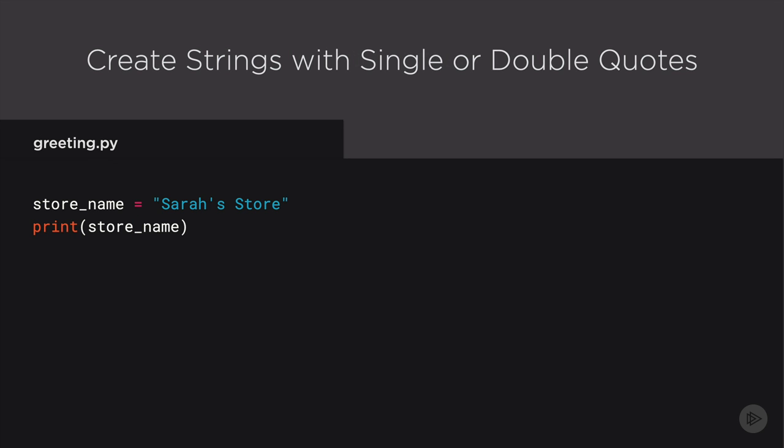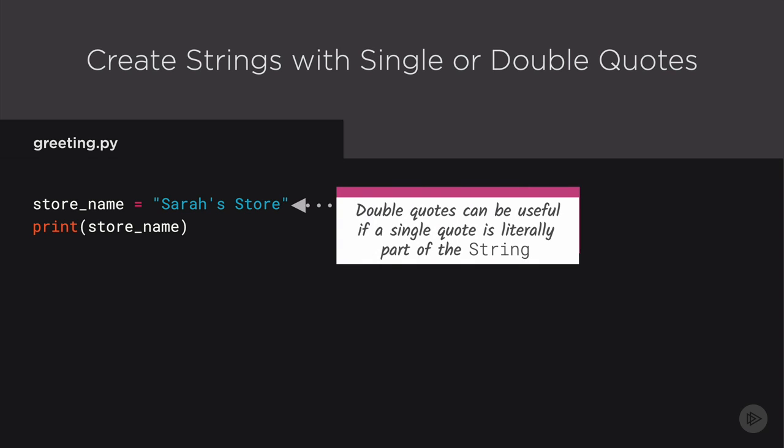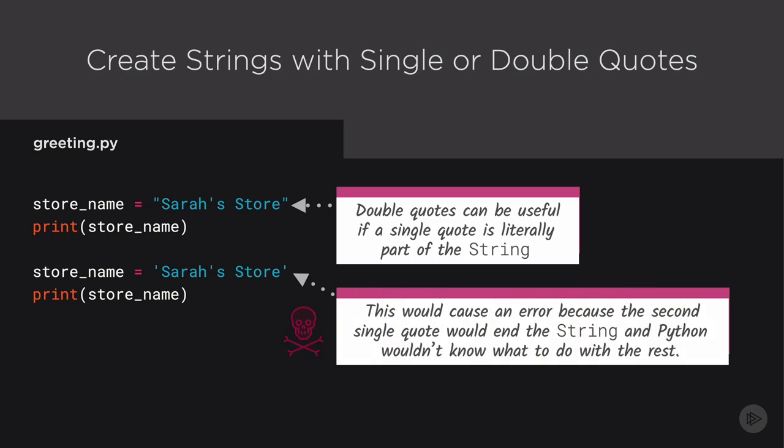Here, we're creating a string with double quotes for a store name. Using double quotes here makes sense since Sarah's store has a single quote inside of it for the apostrophe. If we instead had used single quotes to create the string, that would cause an error because the second single quote, which is the apostrophe, would end the string and Python wouldn't know what to do with the rest.